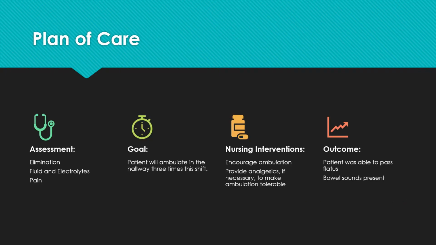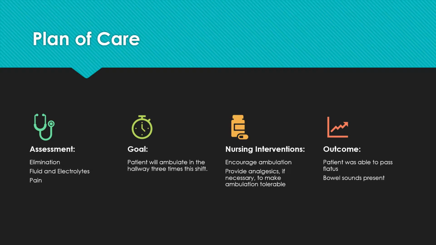So this is my plan of care that I came up with for my patient. It all starts with assessment. So I came up with 3 key assessments that I would like to focus on. These 3 were elimination, fluid and electrolytes, and pain. My priority assessment would be pain. I chose this because the patient is not going to be willing to participate in their care if their pain is not under control.